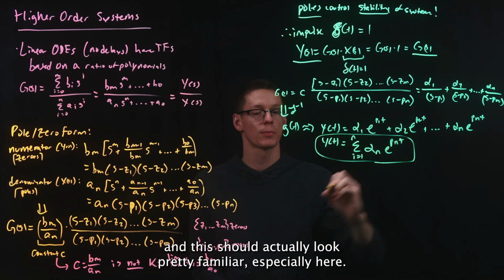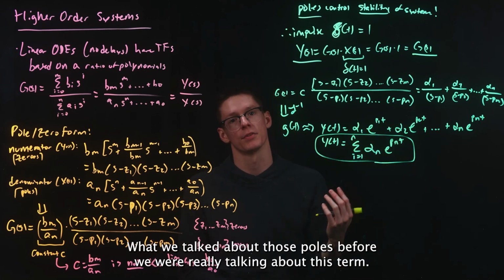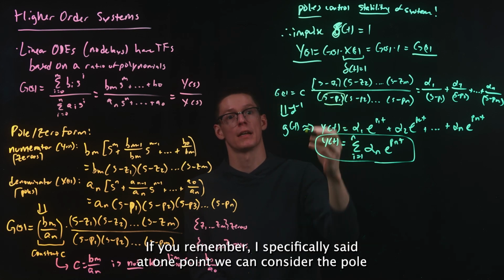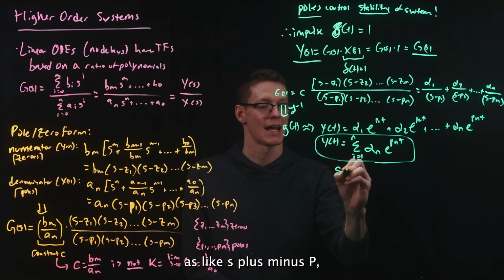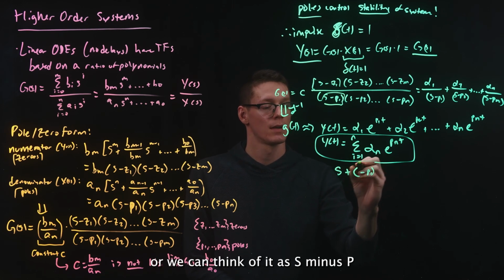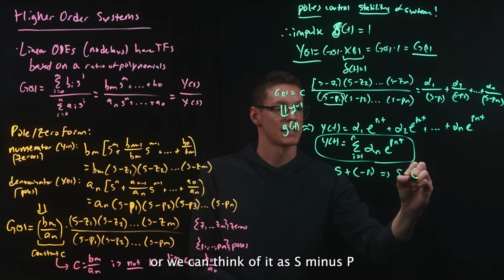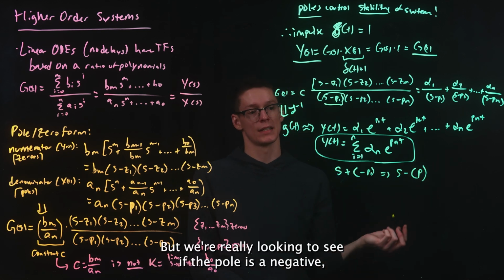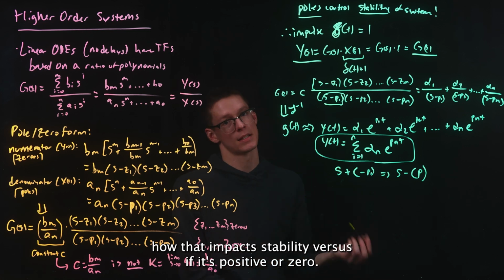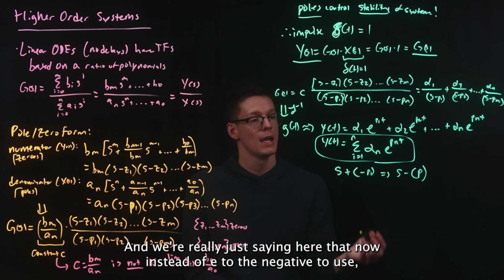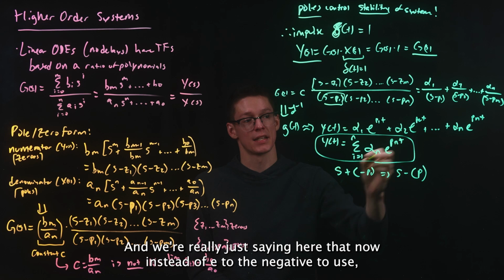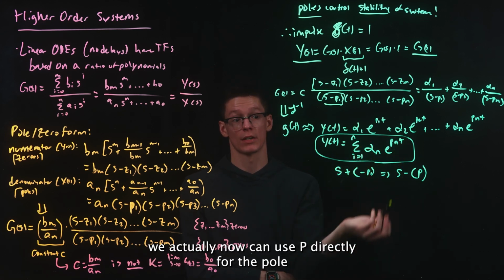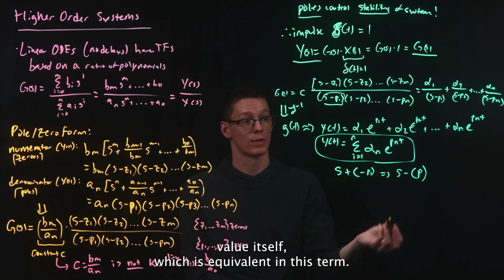And this should actually look pretty familiar, especially here when we talked about those poles before. We were really talking about this term, if you remember. I specifically said at one point we can consider the pole as like s plus or minus p, or we can think of it as s minus p. One or the other, they look the same, but we're really looking to see if the pole is negative, how that impacts stability versus if it's positive or zero. And we're really just saying here that now instead of e to the negative t's, we actually now can use p directly for the pole value itself, which is equivalent in this term.